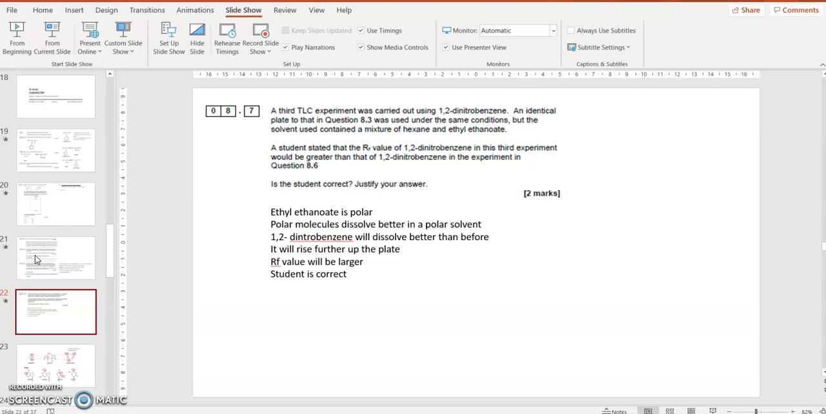So if the solvent is polar, polar molecules dissolve better in polar solvents. So that polar molecule, whatever it is, 1,2-dinitrobenzene, will dissolve better in the ethyl ethanoate because that's also got delta plus and delta minuses. You get intermolecular dipole-dipole bonding between the solvent and the molecules, so they're going to dissolve better. If it dissolves better than before, it's going to go further up the plate. If it dissolves better in the moving phase, in the solvent, the RF value will be greater, and the student is correct.